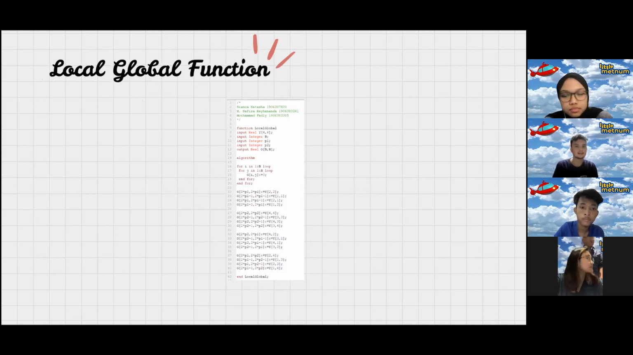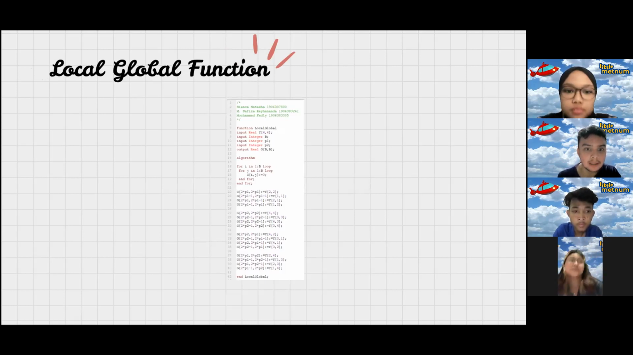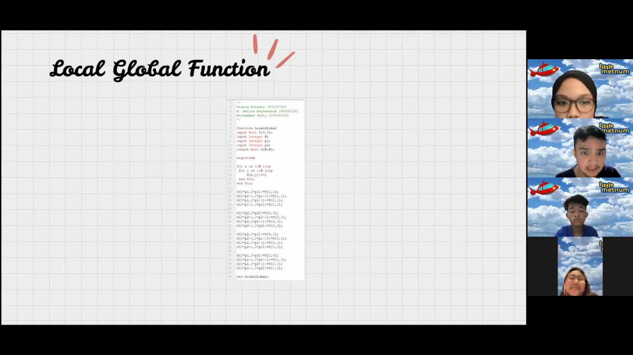This is the local global function. For the function, we have to input the real y, then input the integer b, integer p1, integer p2, and then we have the output real g. The algorithm is here: for i in 1 to L, B loop, for j in 1 to B loop, etc. And that's all for the local global function.